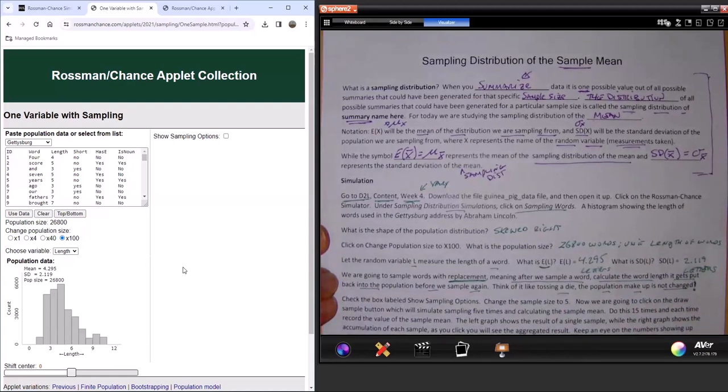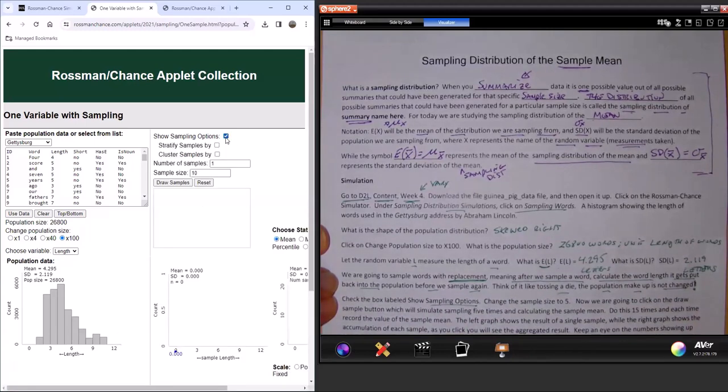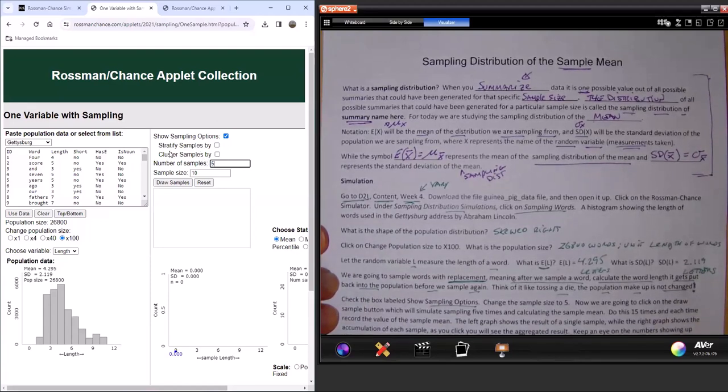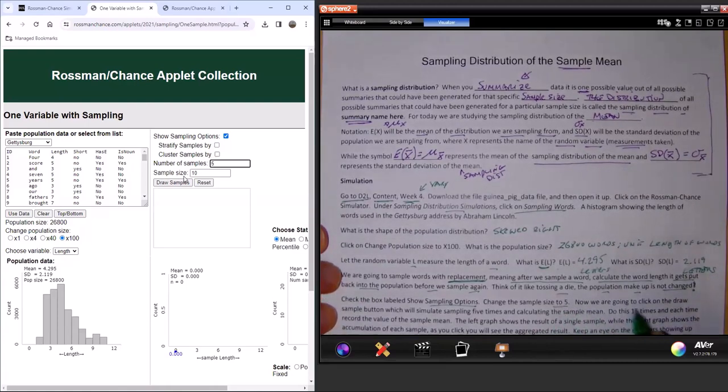So now I'm going to check the box labeled sampling options. We're going to do that. Great. Now what? Change the sample size to 5. So over here, number of samples, 5. Notice it does have you stratify samples by, cluster samples by. Interesting. But we're not going to choose either of them. We're now going to click on the Draw Sample button, which will simulate sampling 5 times and calculate the sample mean. So I'm going to go Draw Samples.